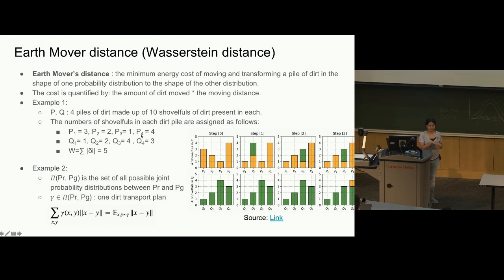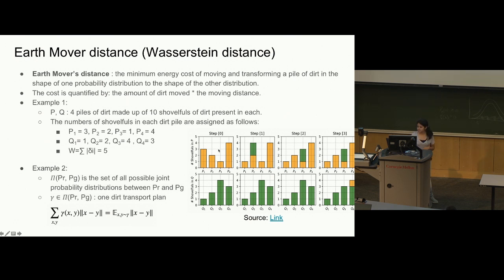How this dirt is distributed across these piles is like at one point P1 in P theta, it has 3, and then another point has 2 shovelfuls, and so on. Similarly for the other distribution Q, and we are trying to transform P into Q by just transforming some piles of dirt from one to the other. So, how will you do it?